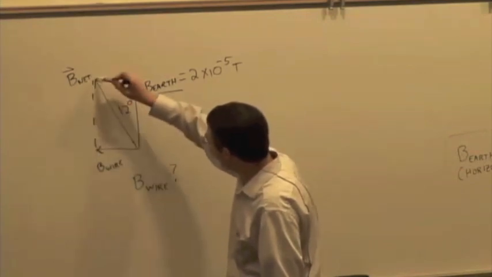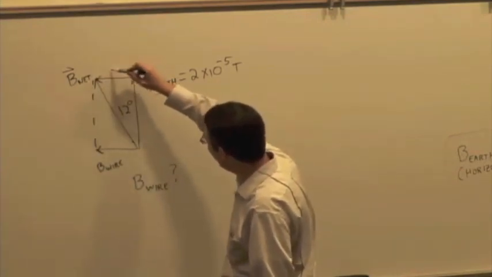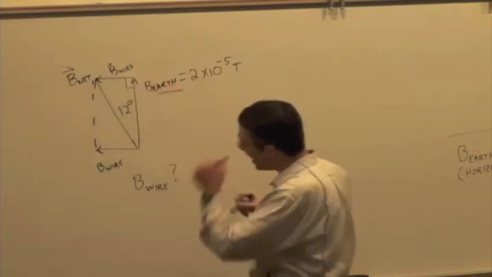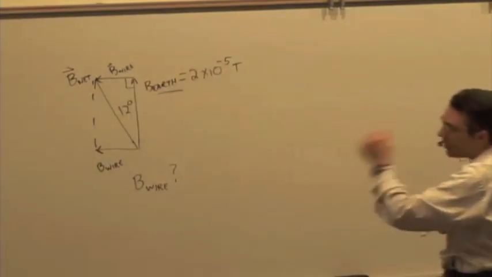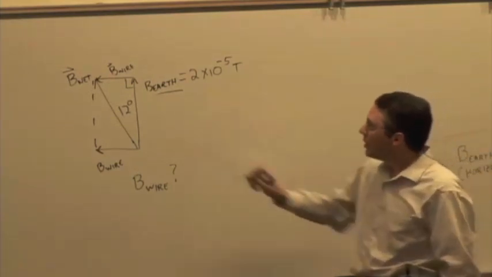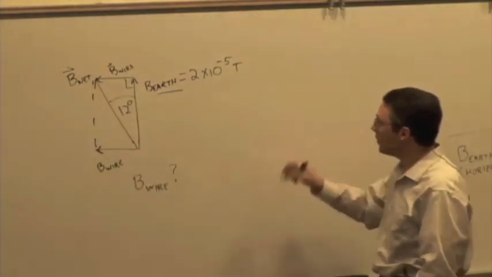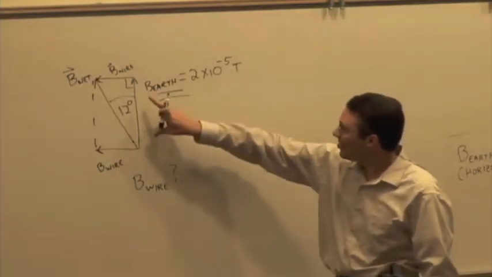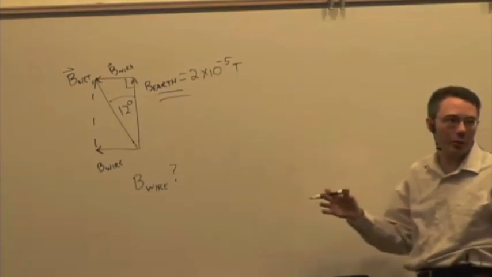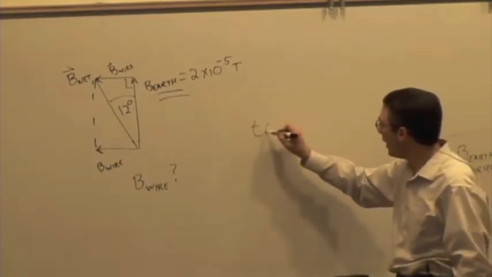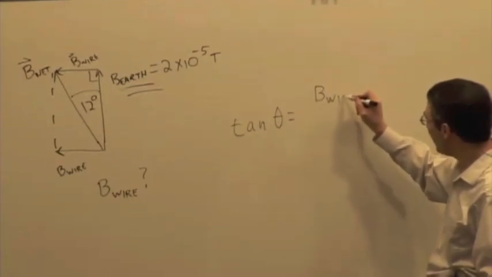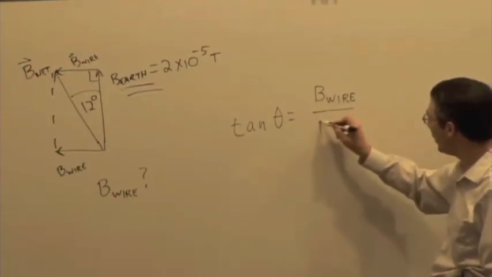And this is a right triangle, right? So that component, the B of the wire, is perpendicular to the B of the Earth because we've nicely laid the wire out running north-south to give us a magnetic field perpendicular to the magnetic field of the Earth. So here's the angle, 12 degrees. Well, I know the adjacent side. I'm looking for the opposite side. What trig function do I want? Tangent, right? Tangent of theta is going to give me the opposite, B of the wire, over the adjacent, B of the Earth.